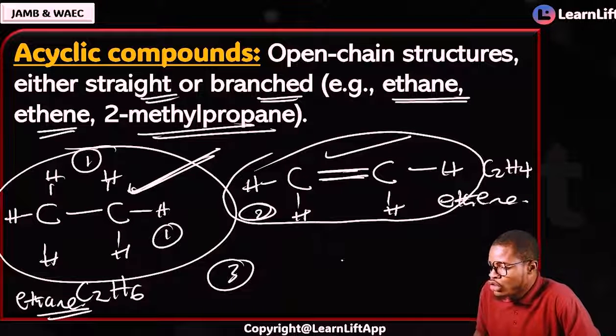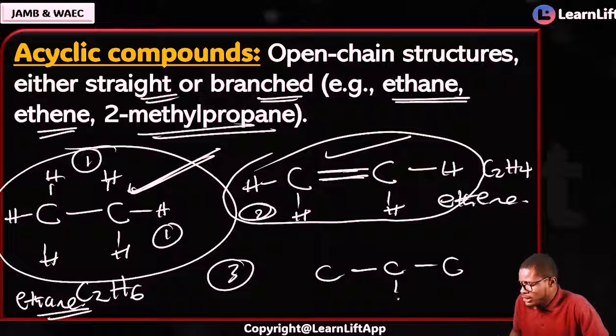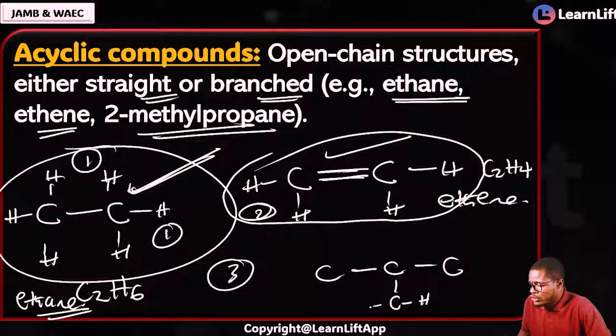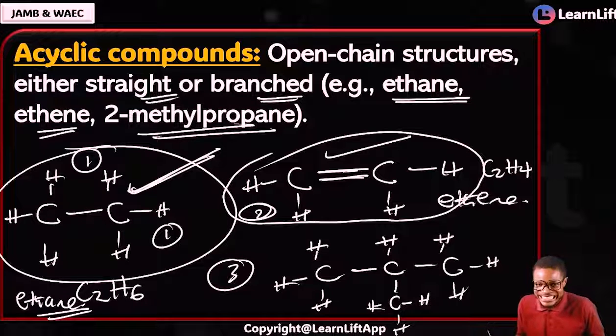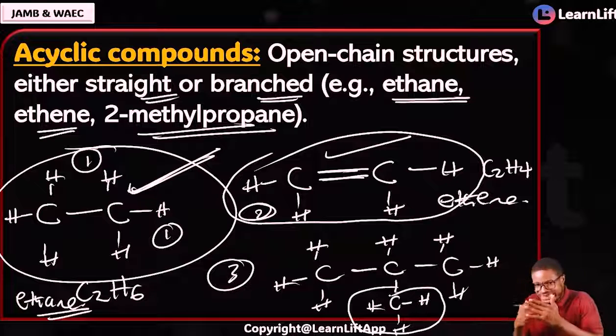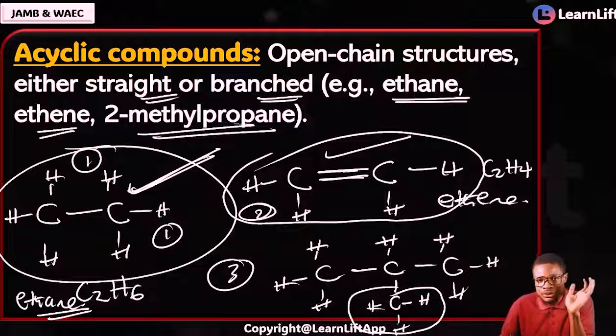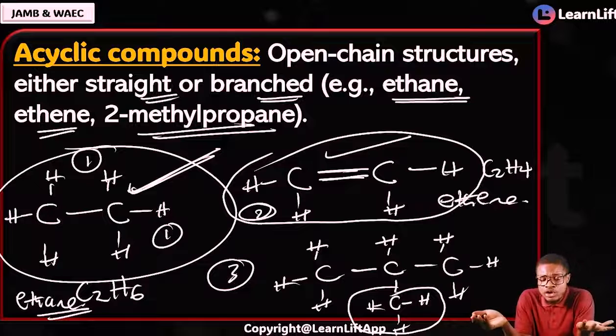How do I draw it? Your propane is carbon to carbon to carbon, right? Methyl, CH3 here. So two hydrogens here, two hydrogens here, and hydrogen here. Here is hydrogen, here is hydrogen, and here is hydrogen. Don't worry, you learn these things with me. Now, because of this guy that is branching downwards, it is a branching. That's why I said that your acyclic compounds, they are the open chain structures. And because they are open chain structures, what are they?